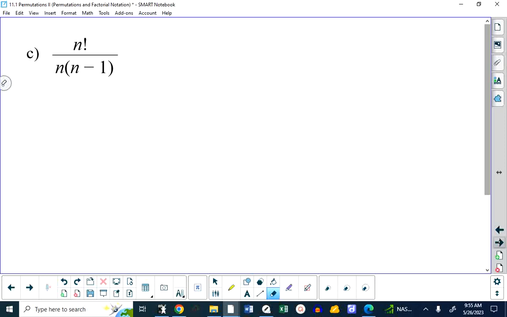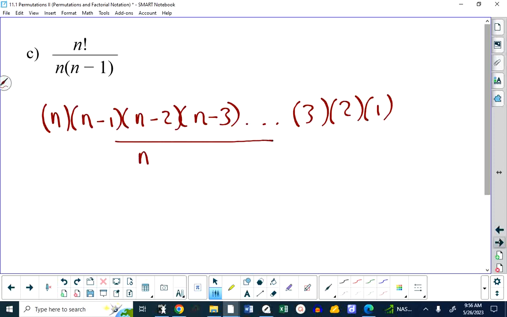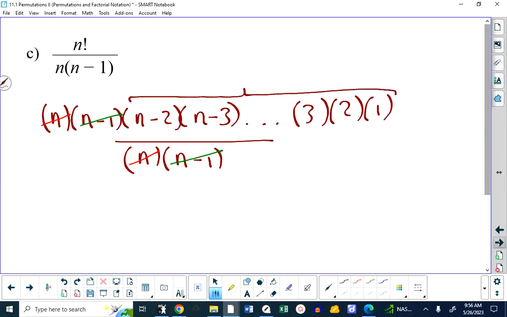But to demonstrate that, n factorial is n times n minus 1 times n minus 2 times n minus 3 dot dot dot times 3 times 2 times 1. And this is over n and n minus 1. These are not factorials. They're just factors. So the n cancels with the n, and the n minus 1 cancels with the n minus 1. And what are we left with? We're left with this, which is n minus 2 factorial.